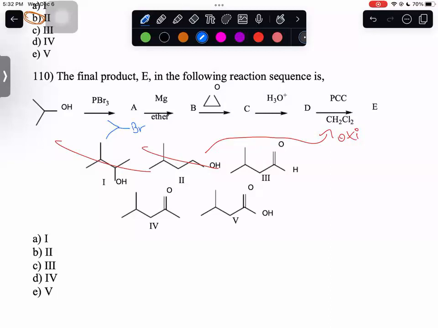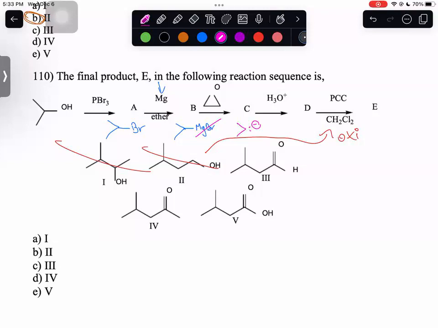Okay, so we have A. We think it's 4. Magnesium with ether inserts the magnesium in between carbon and halogen. This is making your Grignard reagent. So we have MgBr, which we know goes away, and we're left with this guy.